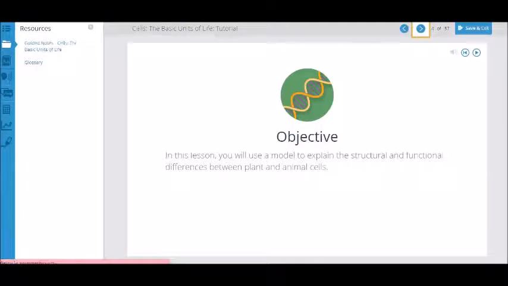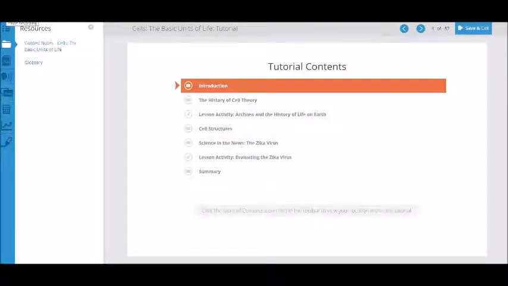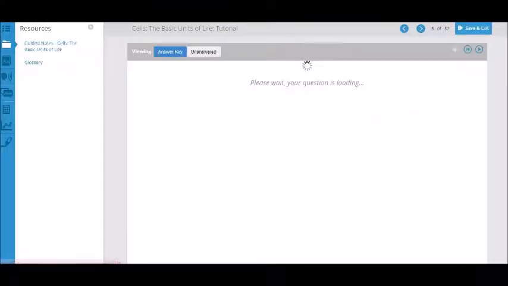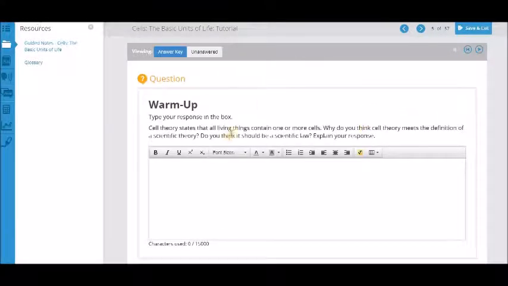Page 4 is a table of contents. I know you can look at that. Yes, you have to answer this question when it loads. Okay, the cell theory states that all living things contain one or more cells. Why do you think cell theory meets the definition of a scientific theory? You have to go back to one of our first videos, and if you did the notes and you've kept your notebook up, you should be able to find out why the cell theory meets the definition of a scientific theory. Do you think it should be a scientific law? Explain your response. Yes, I need you to write there.